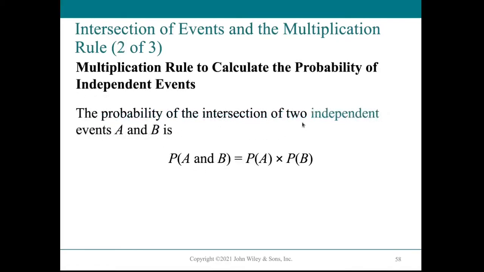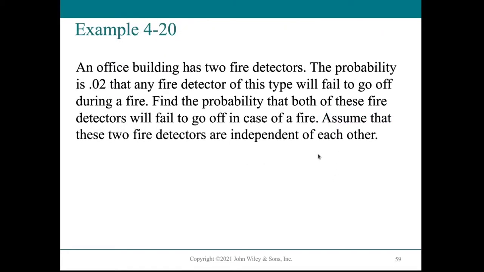To calculate that, if A and B are independent, and take note that they must be independent events, you simply multiply the probability of getting A by the probability of getting B. Okay, so let's have this example. An office building has two fire detectors. The probability is 0.02 that any fire detector of this type will fail to go off during a fire. Find the probability that both of these fire detectors will fail to go off in case of a fire. Assume that the two fire detectors are independent of each other.